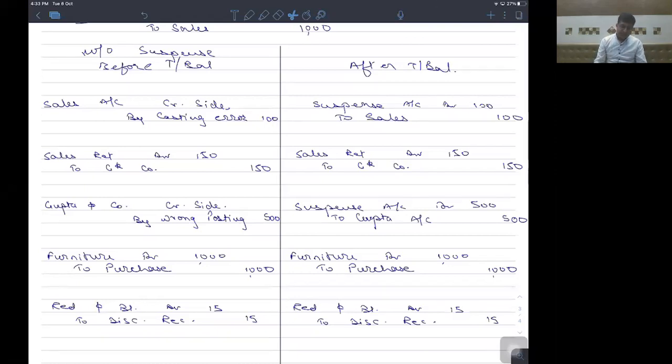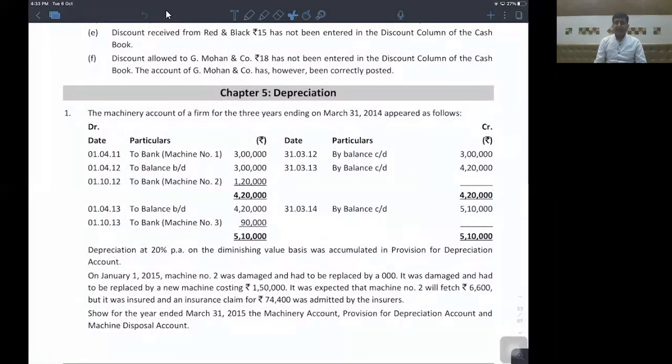Bhakti, if we have not written the discount in the cash book at all, how will the posting of that be done? Discount received from Red and Black rupees 15 has not been entered in the discount column of the cash book. If it is not recorded in the discount column, where will the posting come from? Look at it from the perspective of the subsidiary book. This is the basic concept that we have been talking about every time, or not?